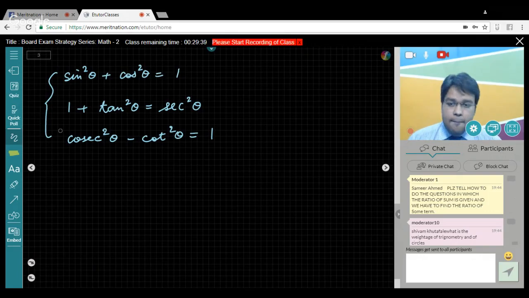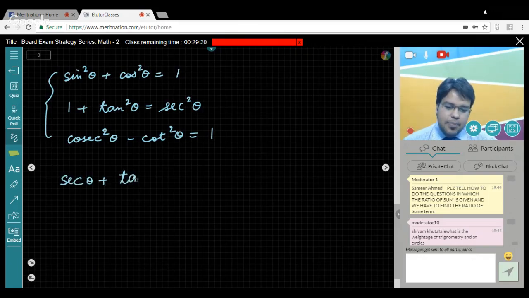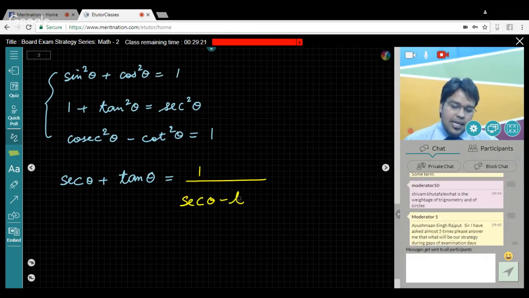That's trick number 1. The second one could be also, I'll just write one statement over here: sec theta plus tan theta is actually equal to 1 by sec theta minus tan theta.